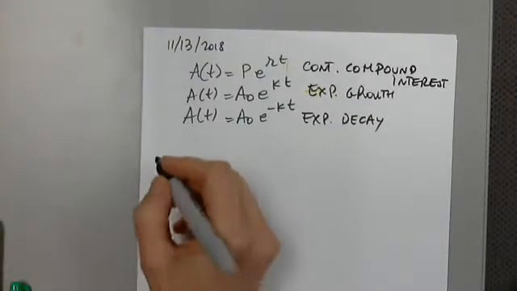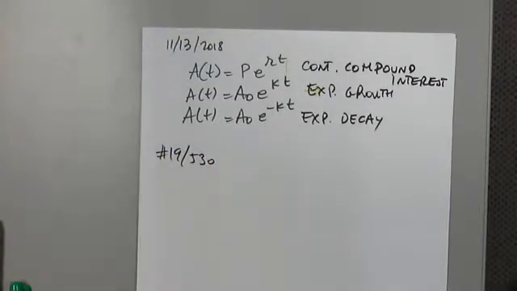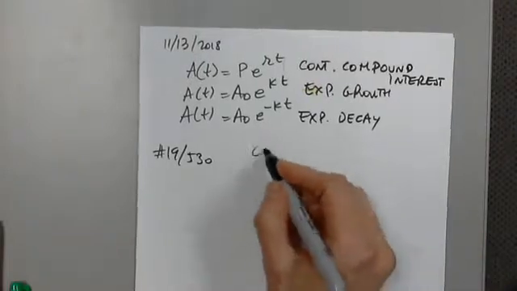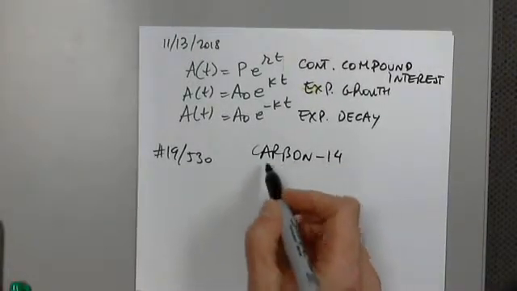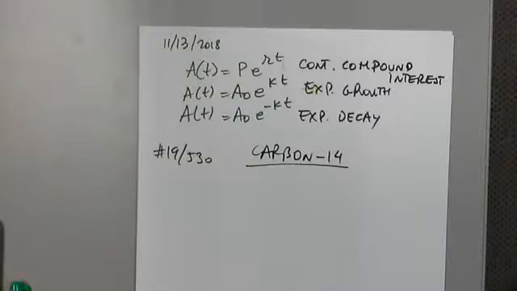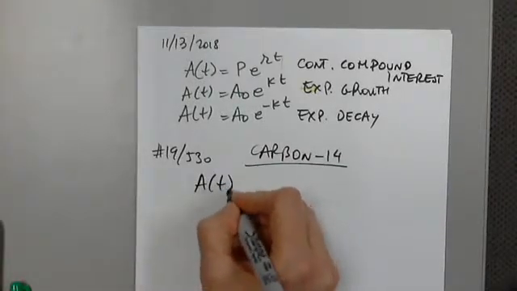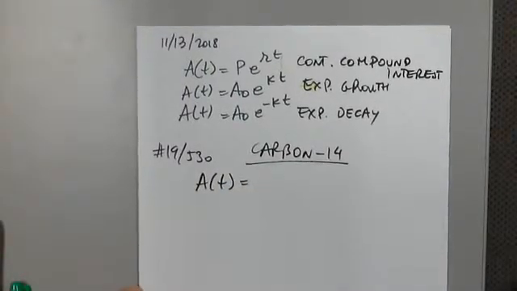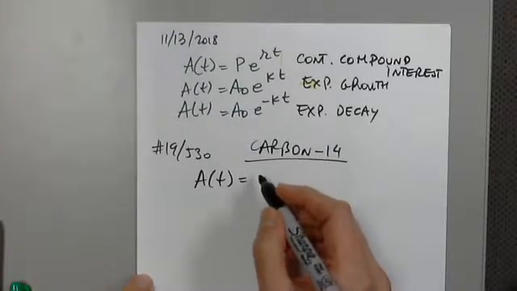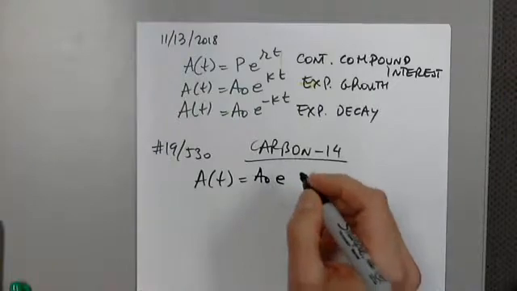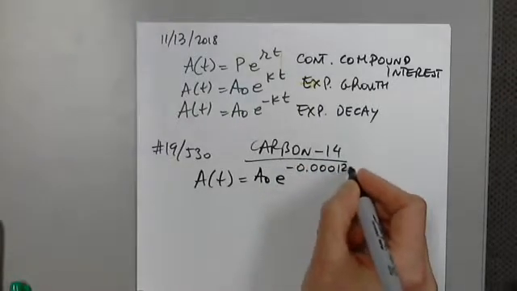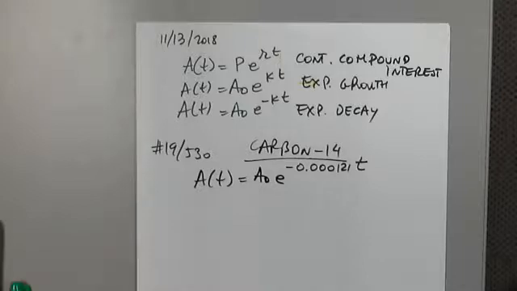Okay, let's look at problem 19. Let's read the problem. Use the exponential decay model for carbon-14. This is the radioactive substance. The name is not important for us. And here's the exponential decay model. It's not given as A of t, so be careful. It's A of t equals A0 e to negative 0.30 t. So that's the model, and then let's see what they want us to do.